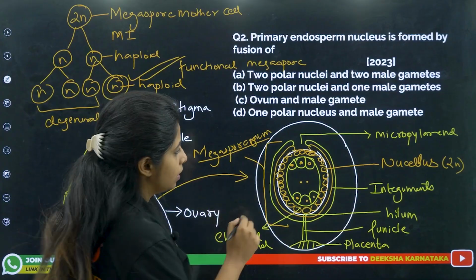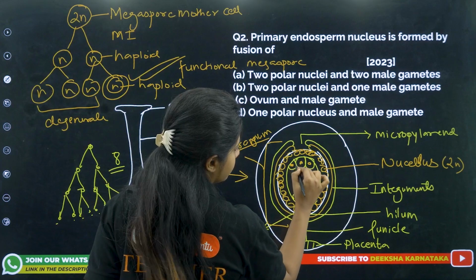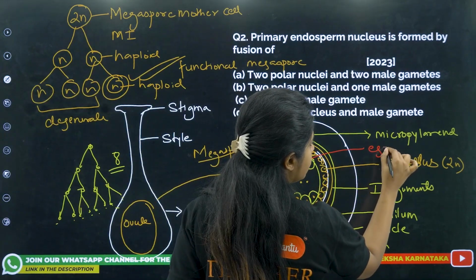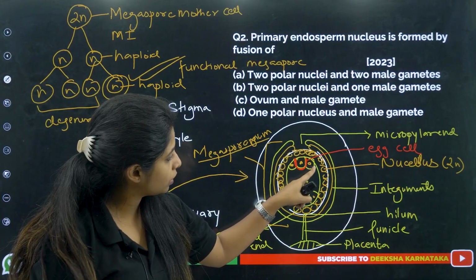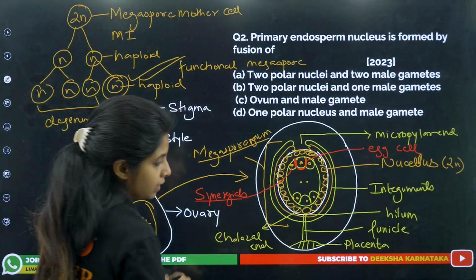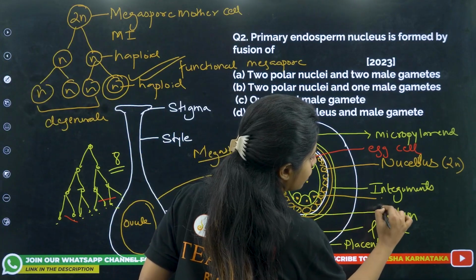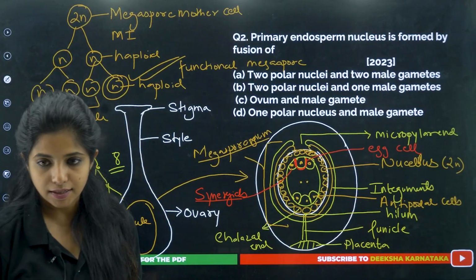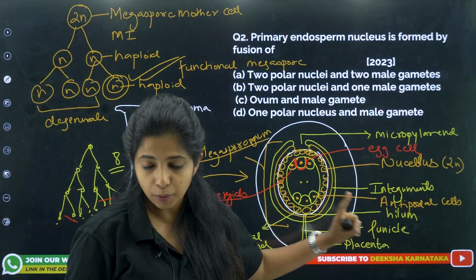And I will now name them. I will make it in red. This cell is known as the egg cell. Opposite to the egg cell, you have two cells, one over here, one over here. You call them synergids. These are the best friends of the egg cell. These three cells over here are known as antipodal cells. Why I am explaining it to you is because so many questions will be coming along with it.